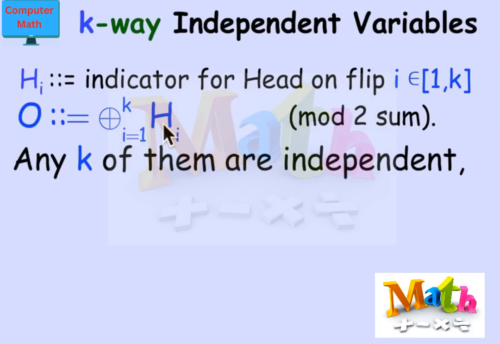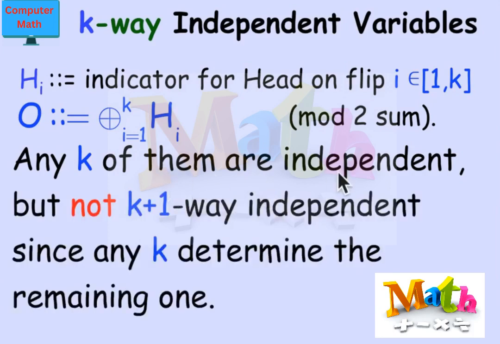And what we saw when we were working with the event version is that any k of these events are independent. I've got k plus 1: there's k H_i's, and there's O, which makes the k plus first. And the reason why any k of them are independent was discussed in the previous slide when we were looking at the events of there being an odd number of heads and a head coming up on the ith flip.